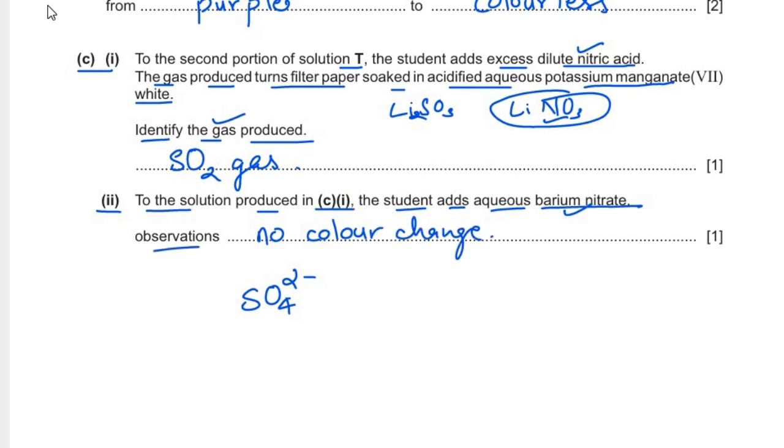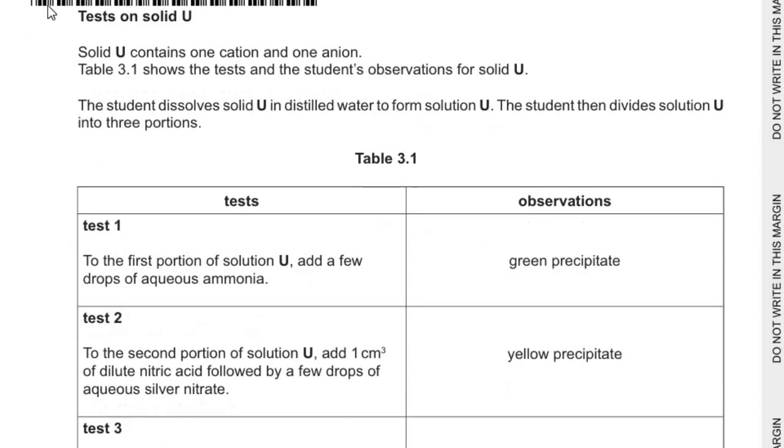So this is what you can observe with barium nitrate. Let me repeat that barium nitrate is a test of sulfate ions, but our solution is lithium nitrate, so as we don't have sulfate ions, there won't be any color change. Let's go ahead with the next part.